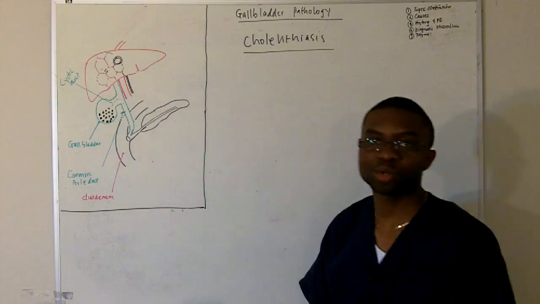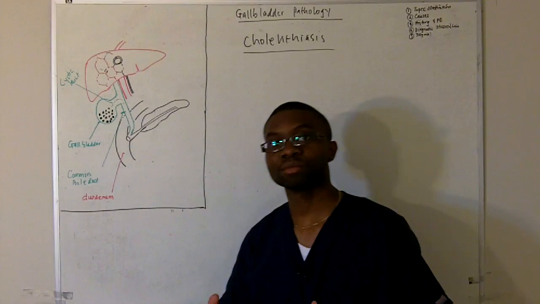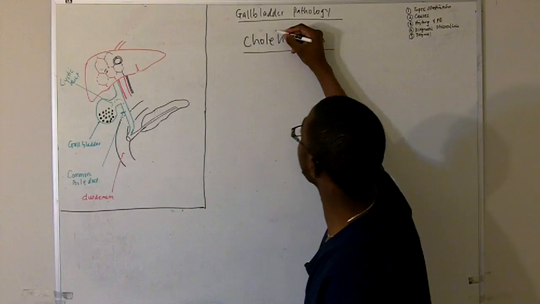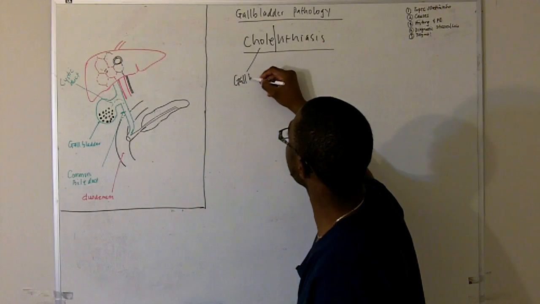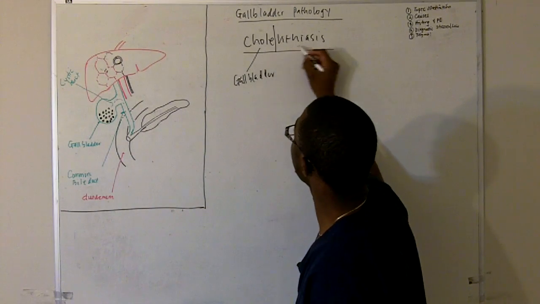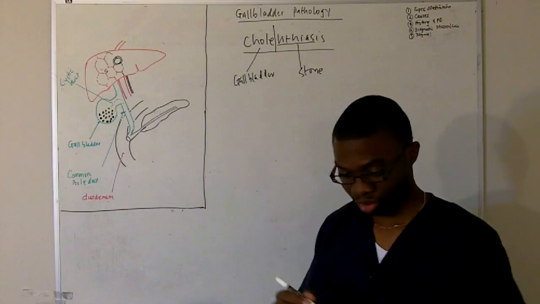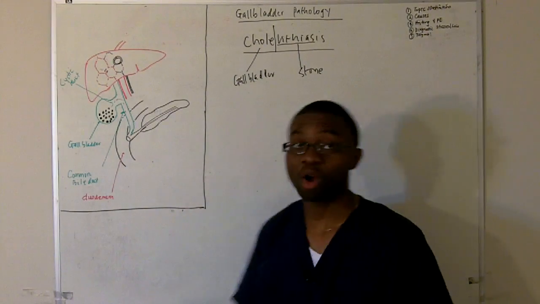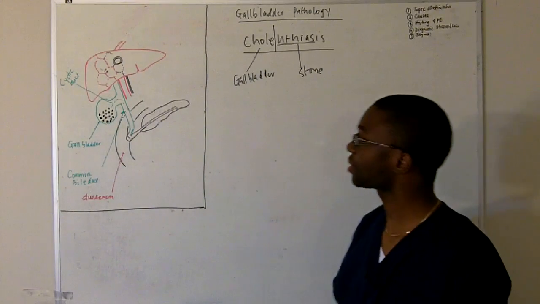Like I always try to explain to students, the first thing you want to do is to break out the word into pieces. Cholelithiasis. Chole means gallbladder. Lith means stone. So we just broke down the pathology. Gallbladder stones is a fancy name for cholelithiasis.